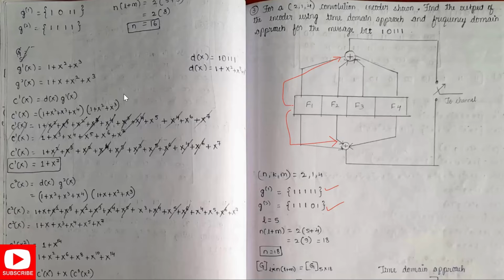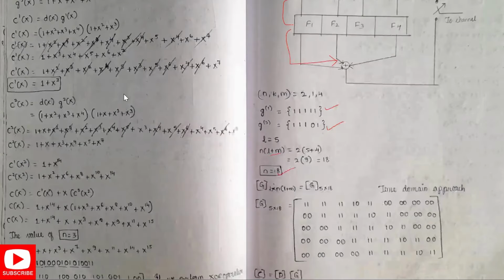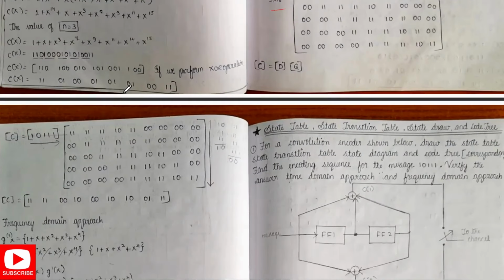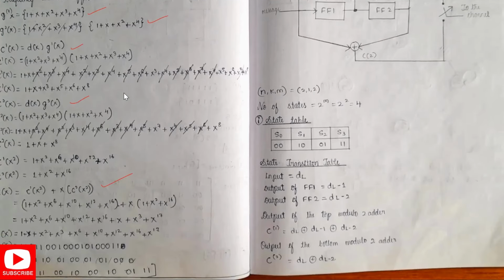Find the sum of L, n of L plus m is equal to this. Using this formula, you will find the value of n as 18. Then we will get the generator matrix size. Using the generator matrix size and G1 and G2, construct this in the time domain approach, and you will get it in the frequency domain approach. If you want it in variable form in the algebraic equation, then C of x, C1 of x, then C2 of x. Finally, you will get C of x and convert it into the binary format.